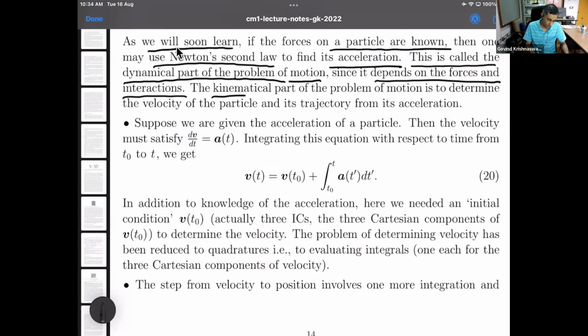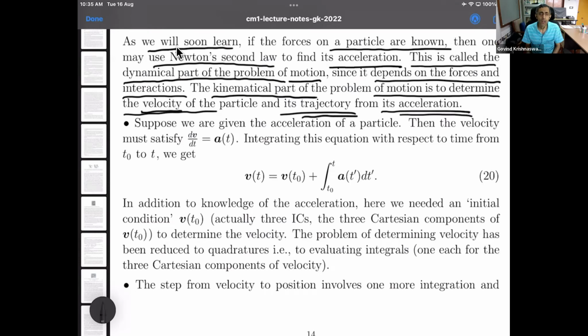On the other hand, the kinematical part of a problem of motion is to determine the velocity of the particle and its trajectory from the knowledge of its acceleration. This is one part of the kinematical aspect of a problem. Here the forces are not relevant, or at least their role has already been played in finding the acceleration, and our job is to go from the acceleration to velocity and then the trajectory itself. That part is called kinematical.